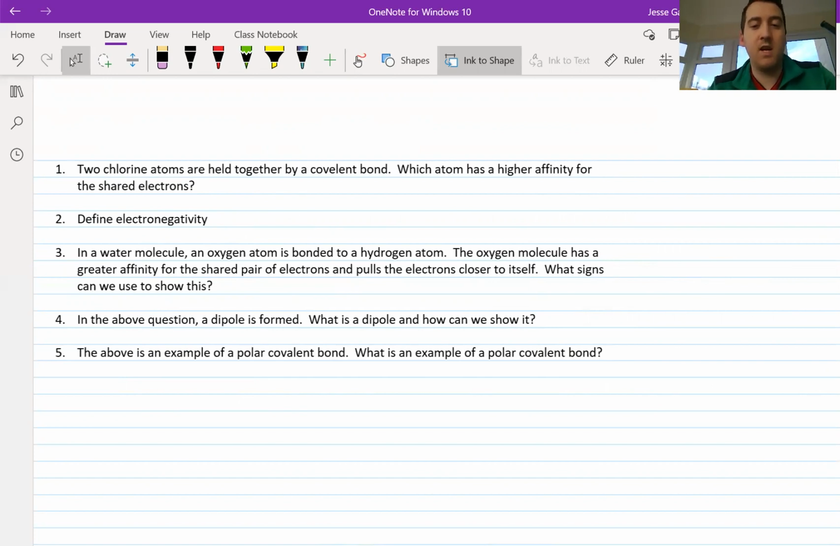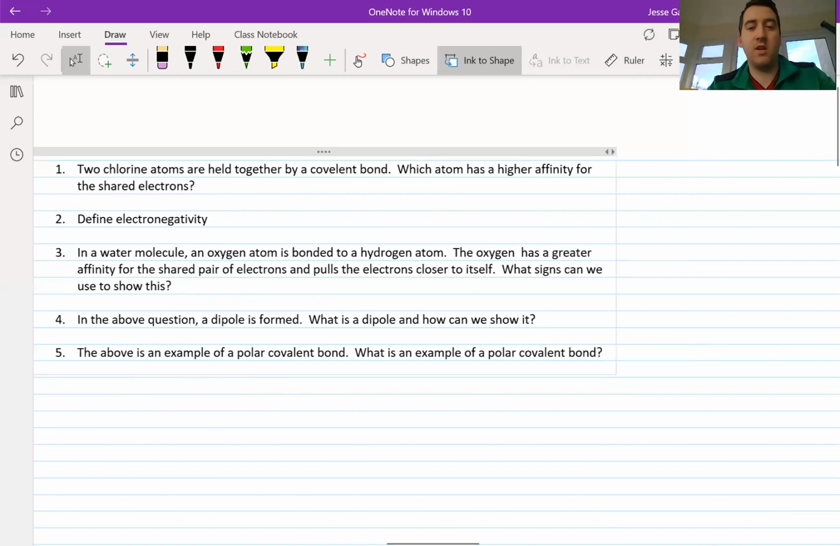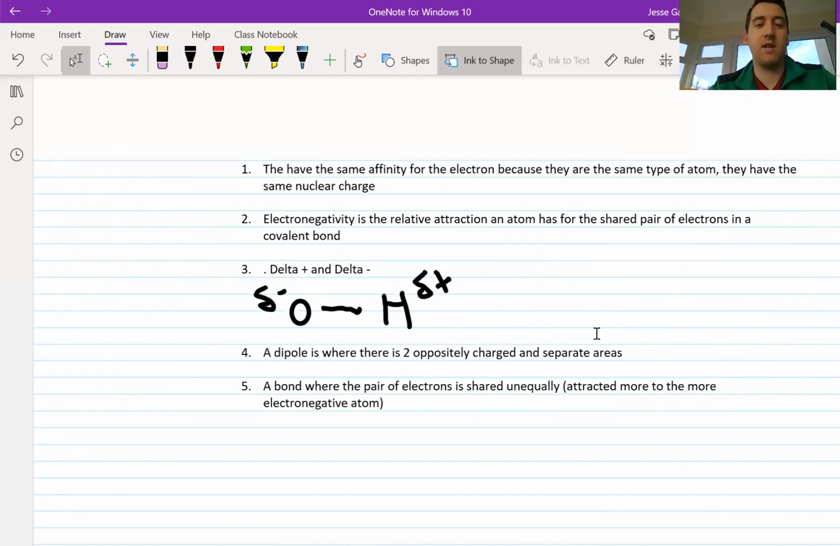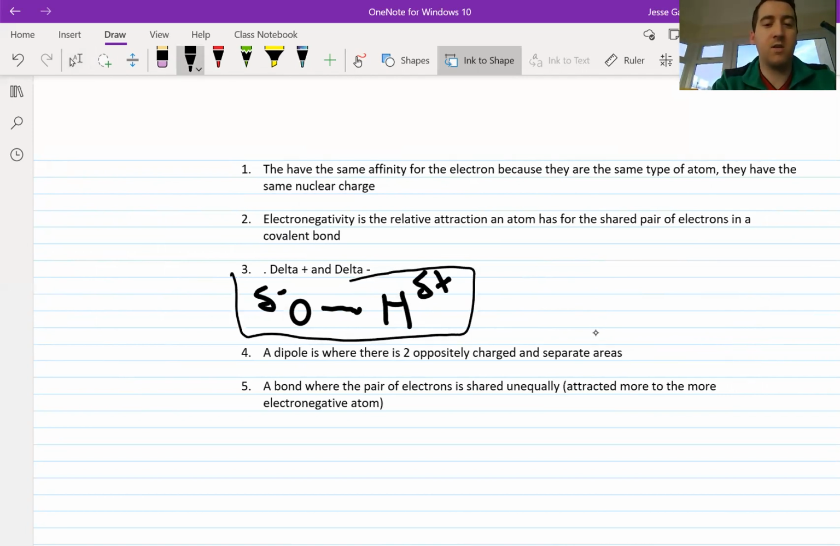bonded to an oxygen atom, which is bonded to a hydrogen atom. The oxygen molecule has, sorry, that should say atom. Sorry, the oxygen atom has a higher affinity for the shared pair of electrons and pulls the electron closer to itself. What signs can we use to show this? So what I was looking for here was delta positive and delta negative, and this is how we would draw it. So if it didn't have some kind of a drawing to show the bond like that, it'd be a good idea to do that now.